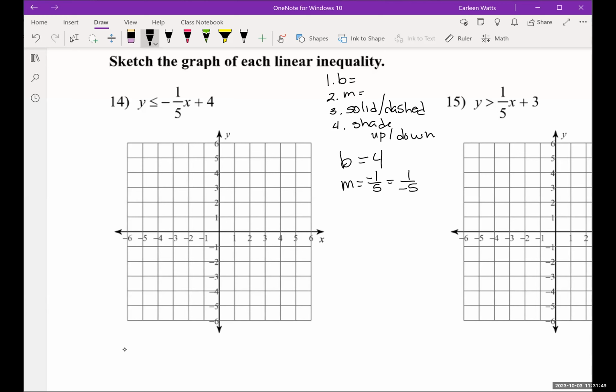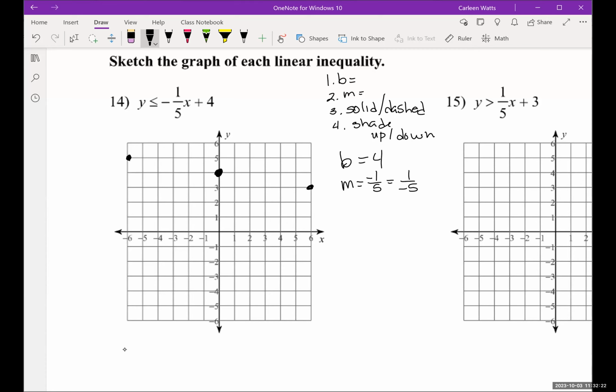So I begin with +4. I'm going to go down 1/5, or up 1, back 5. I could do both. They both fit. Don't draw the line yet.